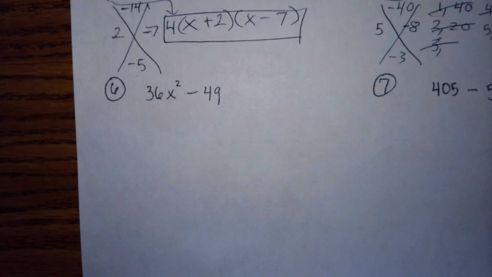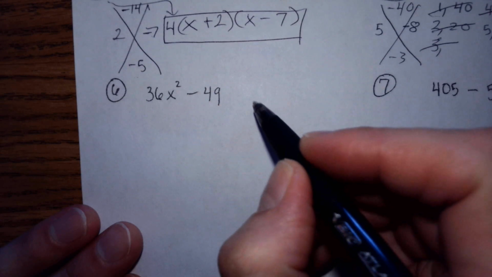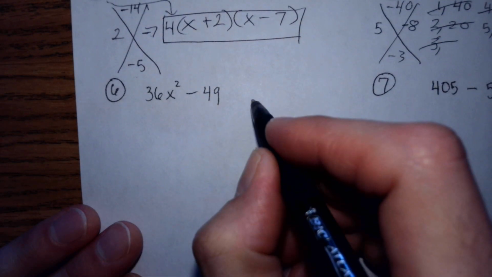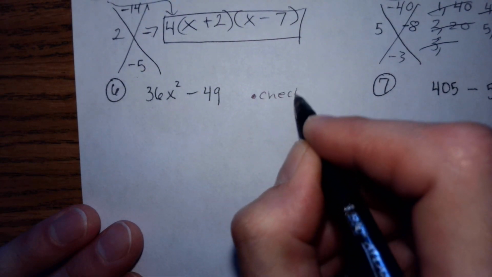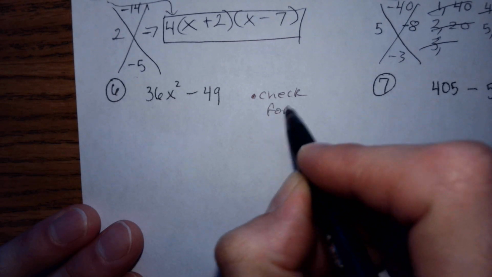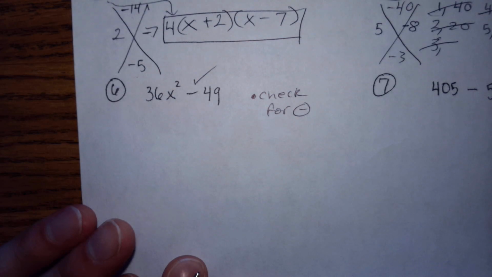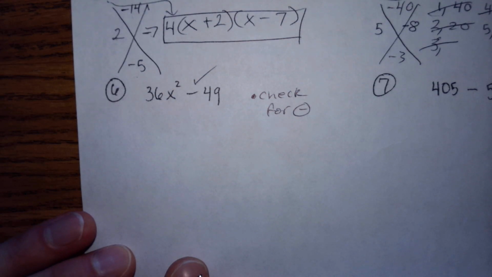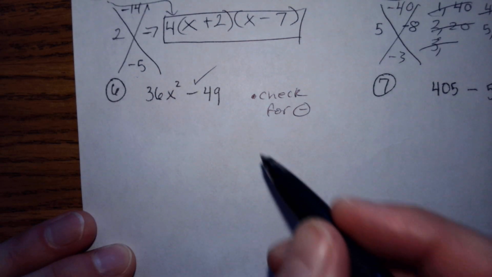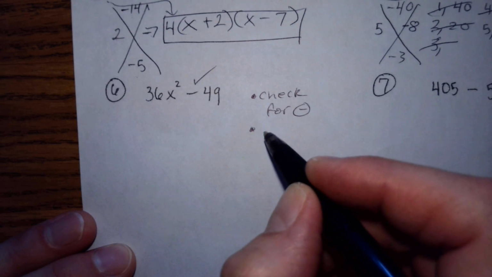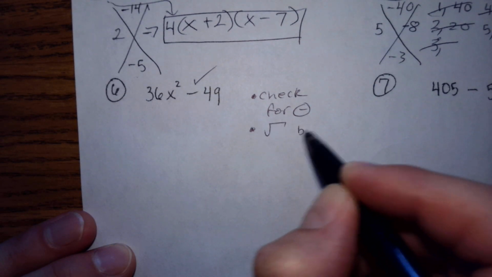The next thing I try and do is first check that I have a minus. So check for minus, which I do have. If I didn't have a minus sign there, I would not be able to do difference of squares. So I do have the minus sign. The next is to square root both.